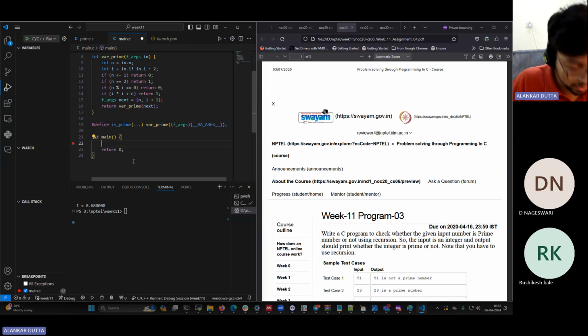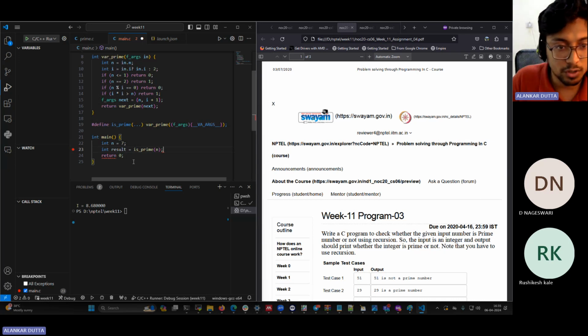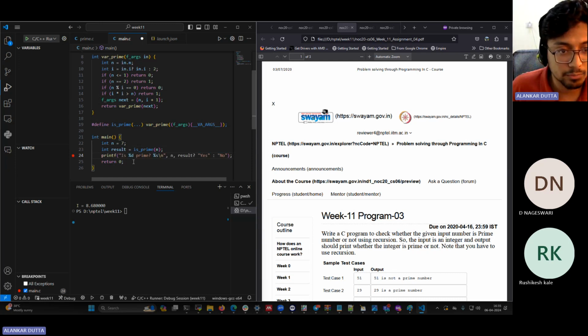Okay, so now I'm just going to take in int n, some value, and now I'm going to check int result is equal to, sorry, this is result, and I'm going to call is_prime(n). So what this does is it just checks whether the number is prime or not. If it is prime, it gives you 1, and if it is not prime, then it gives you 0, right? So now this thing is simple.